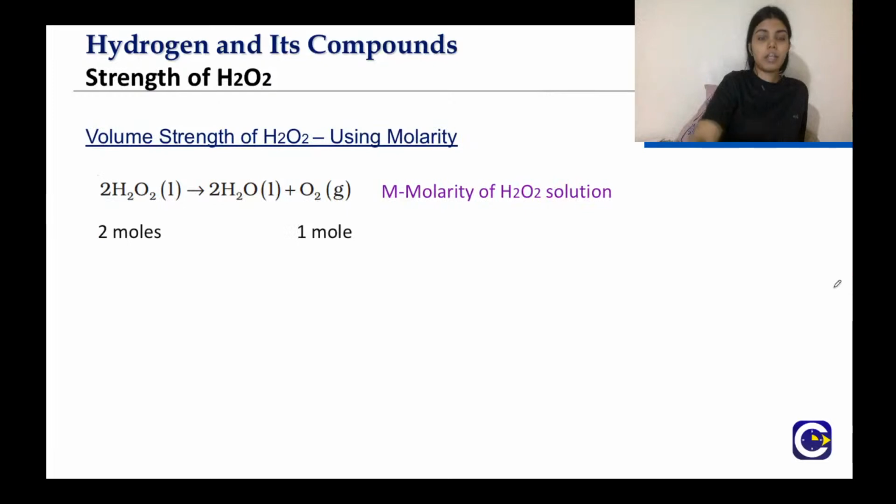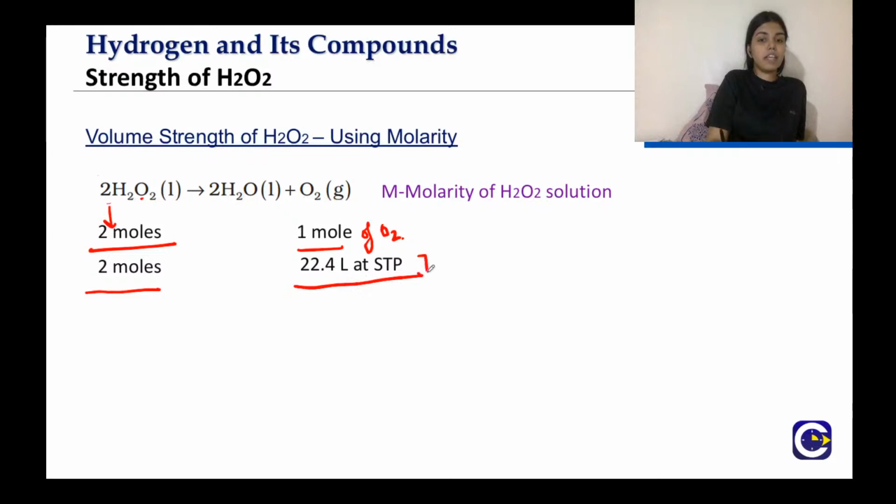Now next is, for example, let us say that from the reaction we can infer that 2 moles of H2O2 gives 1 mole of oxygen. Right. That means what? That 2 moles will give you 22.4 liter of oxygen gas at STP, because we know that 1 mole of oxygen gas at STP is equal to 22.4 liter. This all you have learnt in your basic concepts of chemistry, right? So at STP it will be 22.4 liter. So this will mean that 2 moles will give you 22.4 liter at STP.